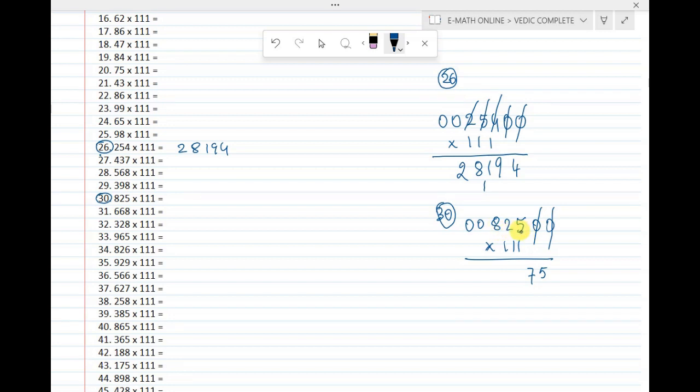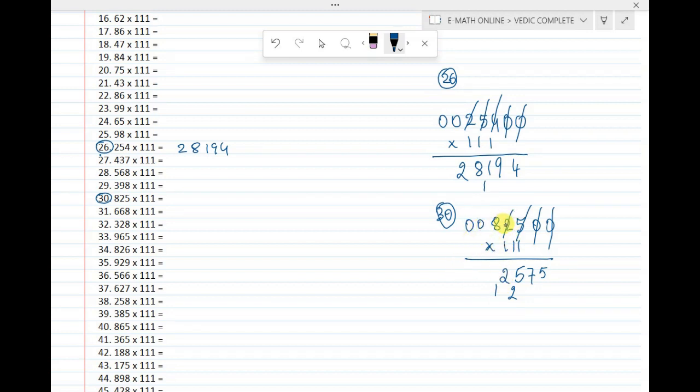8 plus 2 plus 5, 8 plus 2 10, 10 plus 5 15. So 5 will be written here as an answer and 2 will be carry forwarded. This 5 got cancelled. Now select 3 digits 0, 8, 2. It will be 10, and this carry forwarded 2 will be added to this sum. 10 plus 2, 12. So 2 will be here and 1 will be carry forwarded. Cancel this 2 from here.